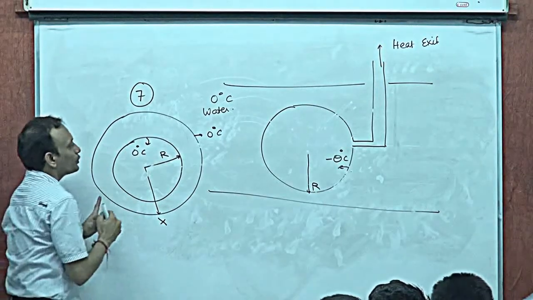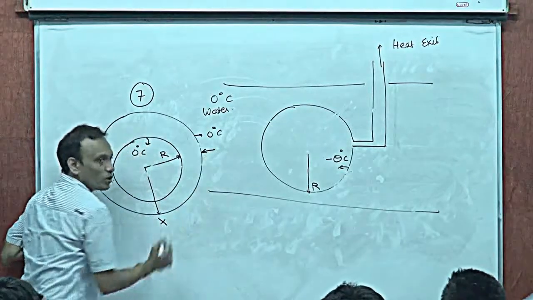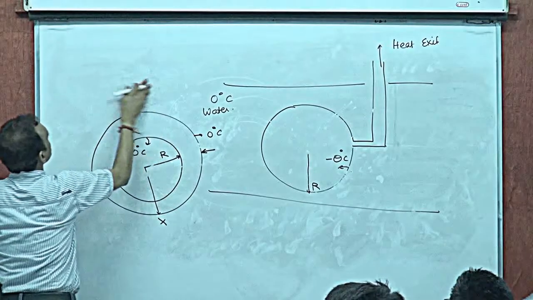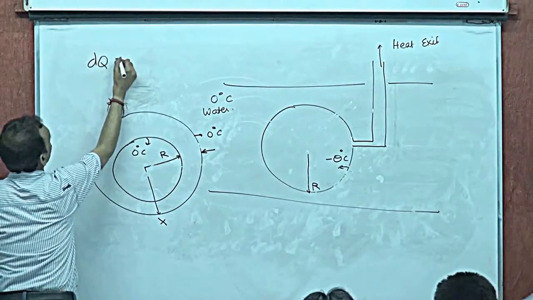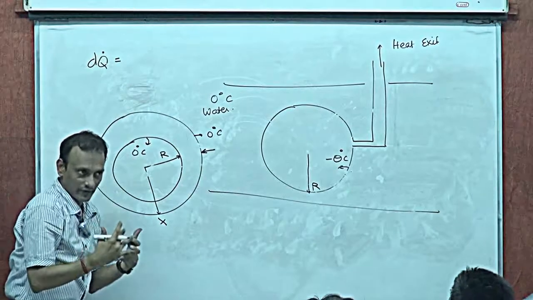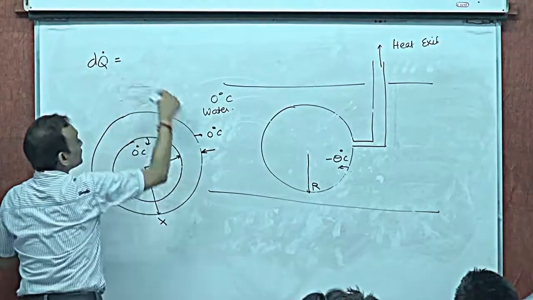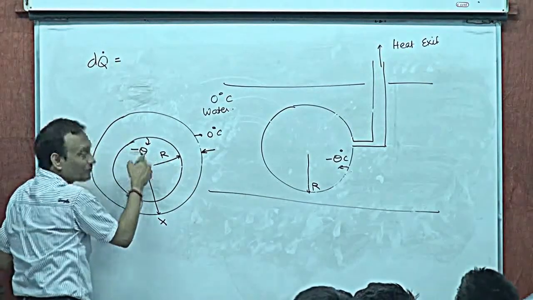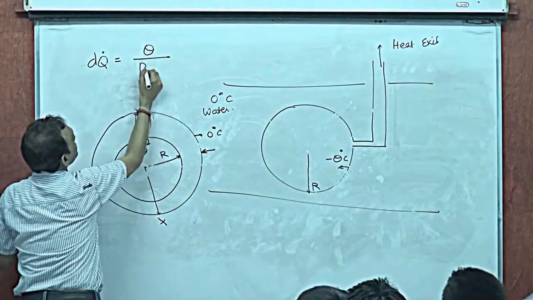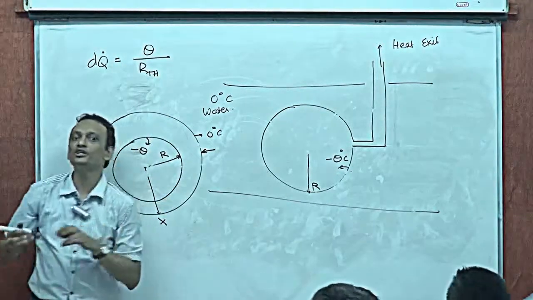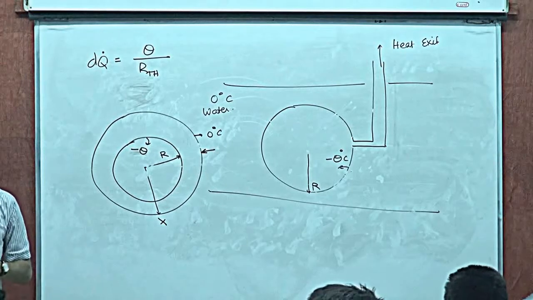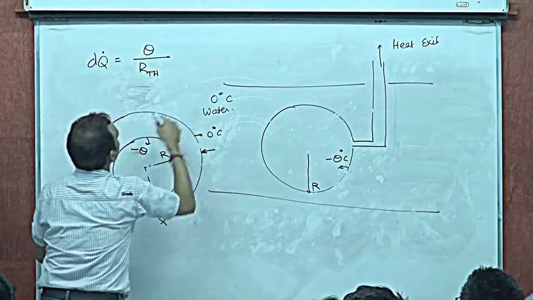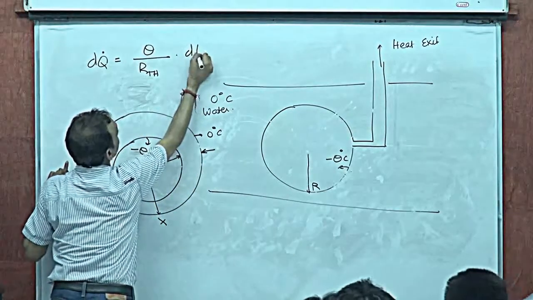Now, what's the heat flow rate through this in a small time dt? dq dot dt, right, is going to be the temperature difference, 0 minus, this is minus theta, sorry, so theta divided by the thermal resistance of the sphere, into dt. Yes or no? Thermal resistance of the sphere.